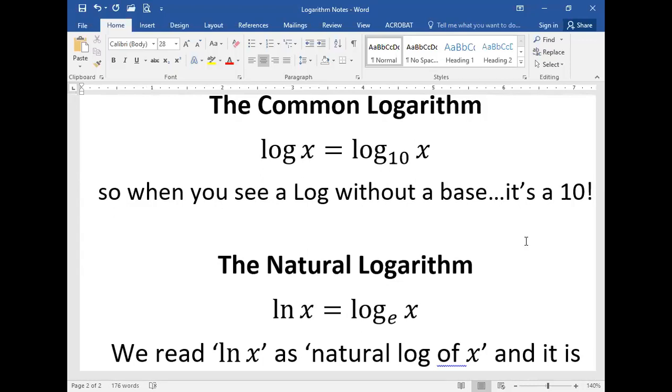So just like other things that are common or that everybody knows, that log button is a base 10. They just don't put it on there because everybody knows that it's base 10. Yeah? So that's the common logarithm. That's what we call that one.